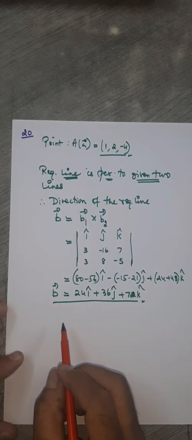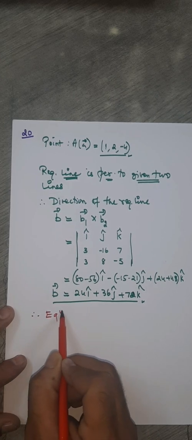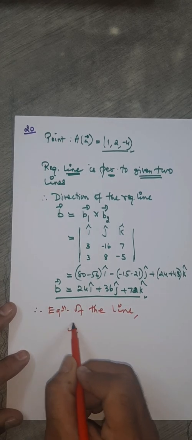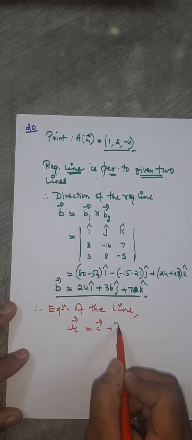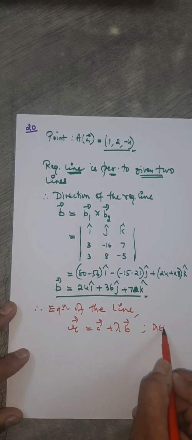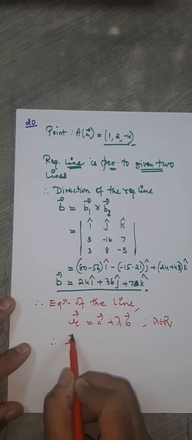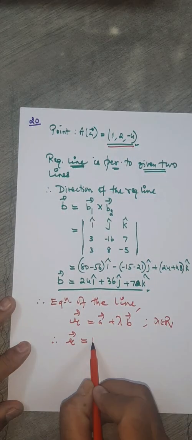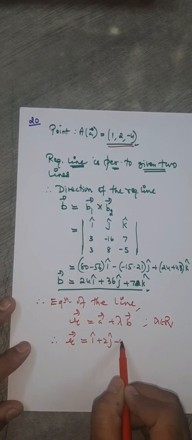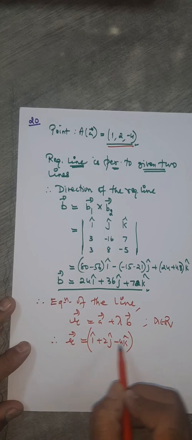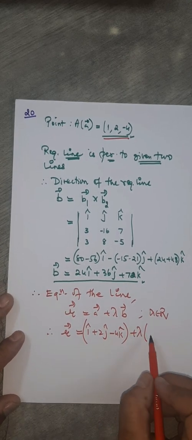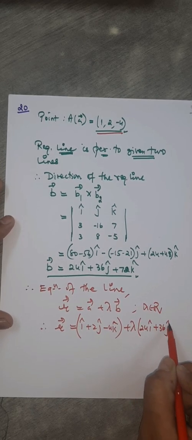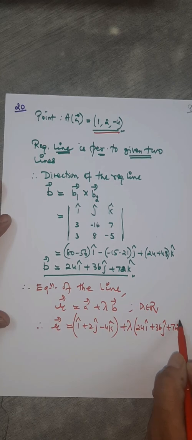We'll get the equation of the line. So the equation of the line in vector form is vector r equals the fixed point plus lambda into the direction of the line, where lambda is any scalar. We'll just place the values. What is the fixed point here? This is the fixed point: i cap plus 2j cap minus 4k cap, plus here scalar lambda, which is 24 i cap plus 36j plus 72k cap.